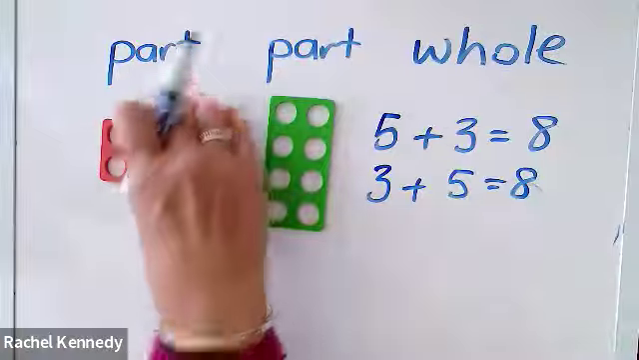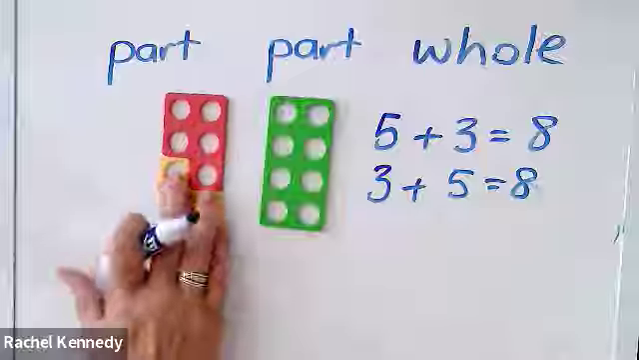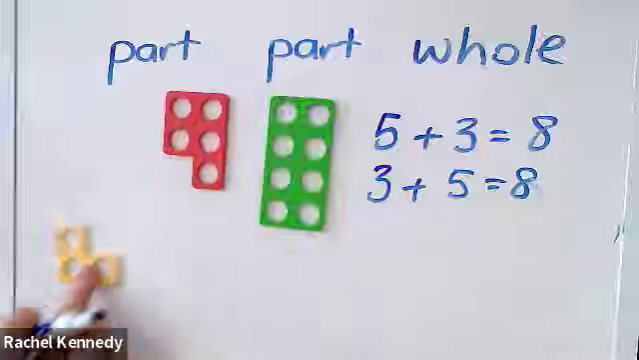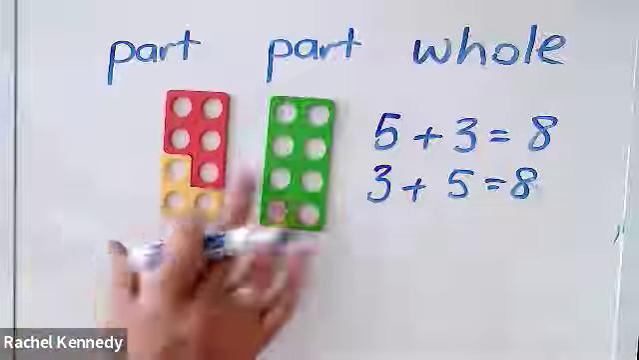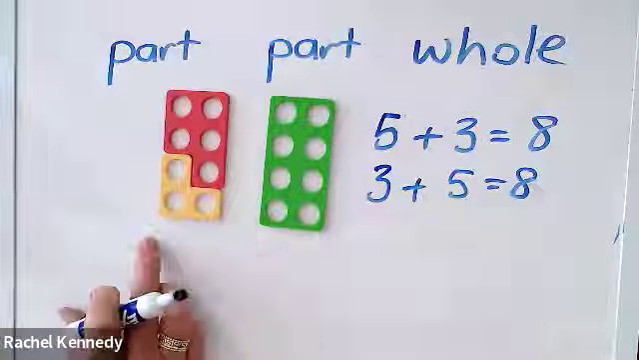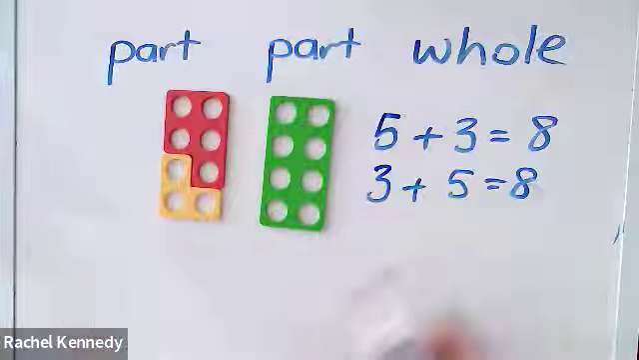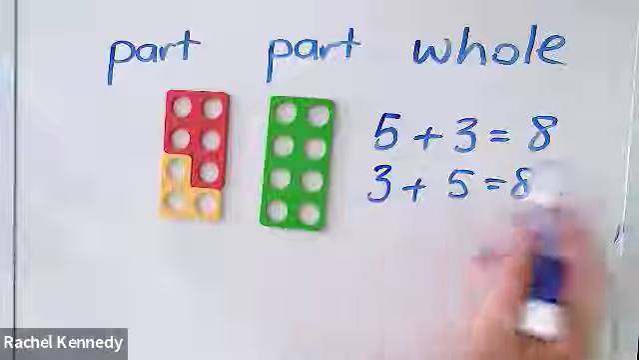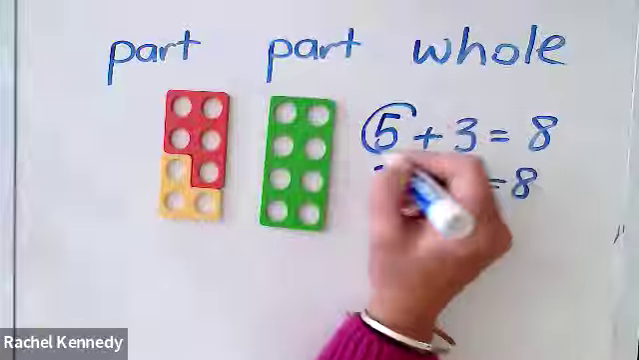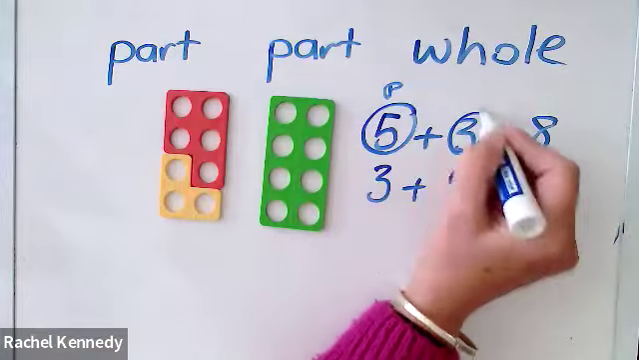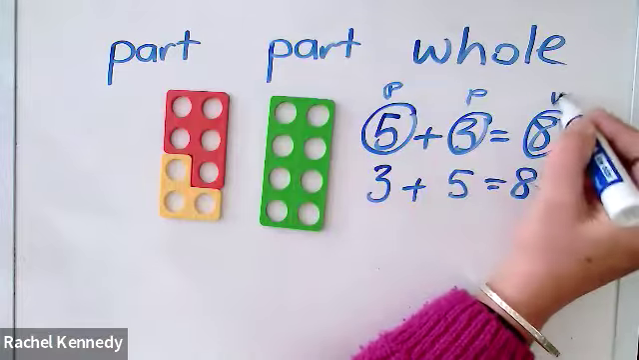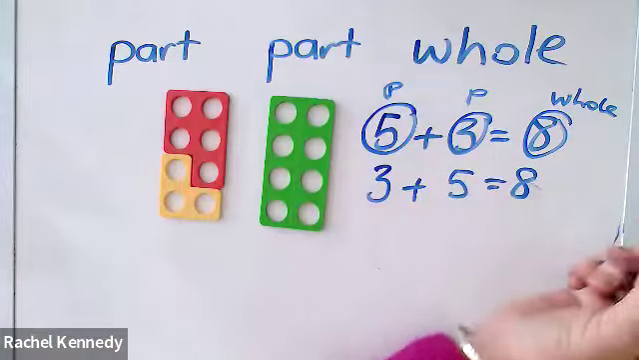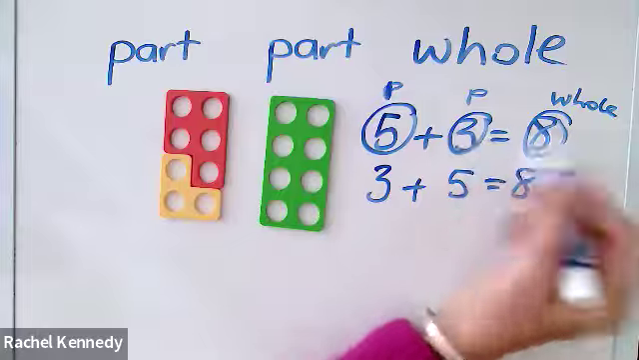Okay. So now we have to think about, okay, so if these are my 2 parts and I take one of those parts away, right? Now we're talking about the relationship to subtraction. Now, what we first of all need to say are what are the 2 parts in this addition story and which one is the whole. So this one's a part, this one's a part, and this one's the whole.